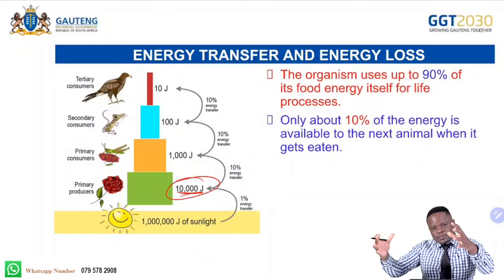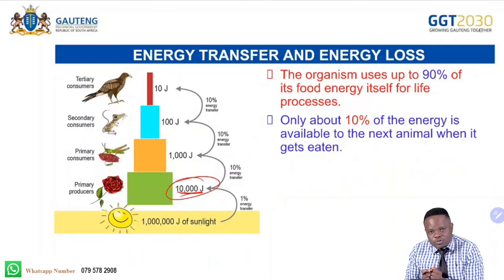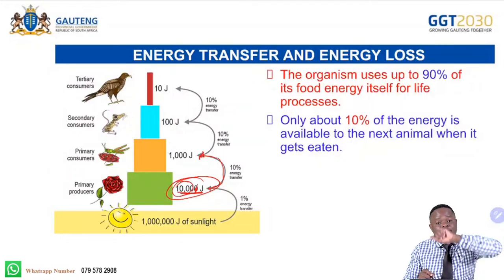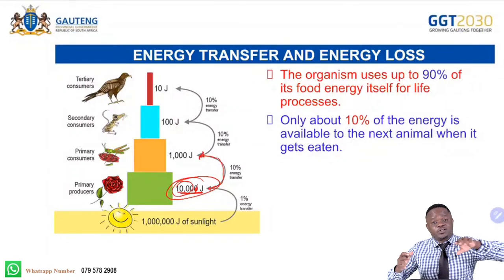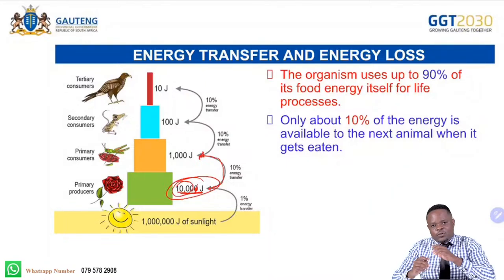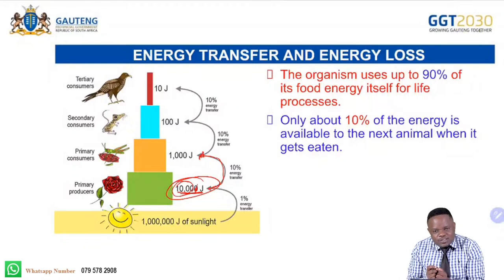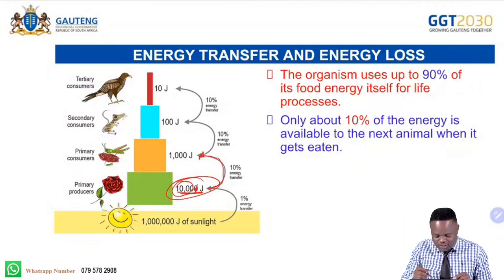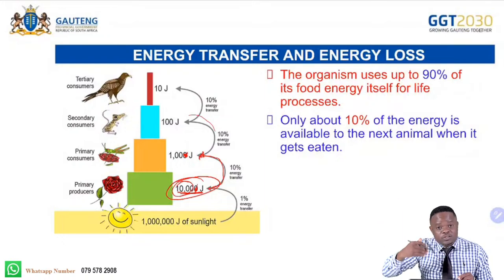Right. So if the plants get, let's say, 10,000 joules, then what is 10% of 10,000? We cancel the zero there. We'll remain with what? 1,000. It means 1,000 joules is going to be transferred to the primary consumer. That is what is going to flow to the primary consumers. All right? When the primary consumers get 1,000 joules, 10% of the 1,000 is going to be transferred to the next trophic level. What is 10%? 100. It goes to the next.